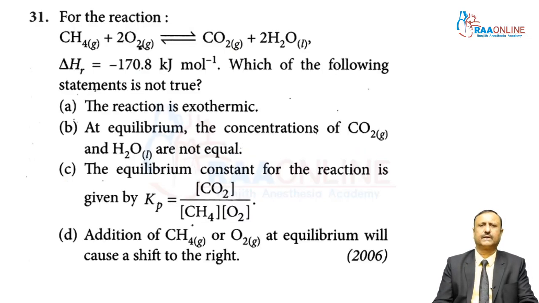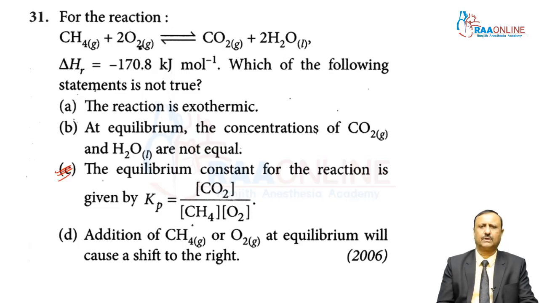Now, my dear students, we can go to question number 31. For the reaction CH4 gas plus 2 O2 gives CO2 plus 2 H2O, delta H is minus 170.8 kilojoule per mole. Which of the following statements is not true? Here, my dear students, statement C is not true.